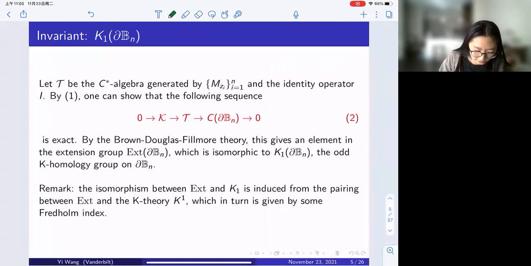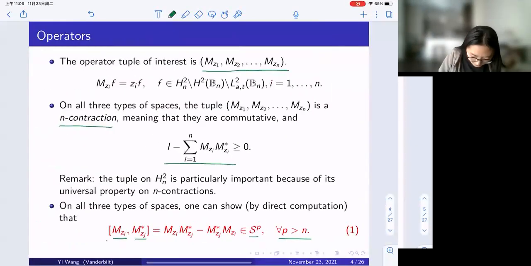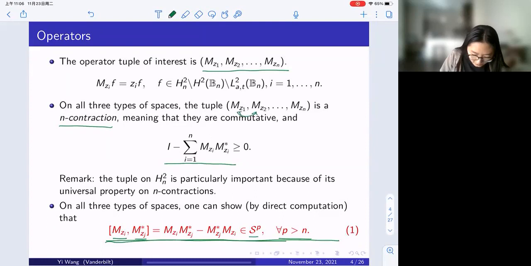We will first talk about the invariants on these three types of spaces: the Arveson space, the Hardy space, and all the weighted Bergman spaces. On all these three types of spaces, you can define a so-called Toeplitz algebra by just taking the C-star algebra generated by the multiplication operators and also the identity operator. Because of this relation here, we know that the operators themselves commute, and if you take the adjoint, they commute up to a compact operator.